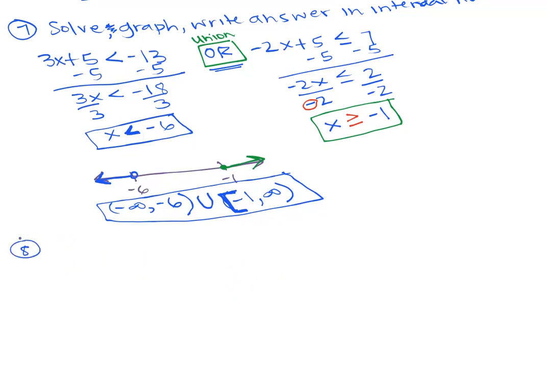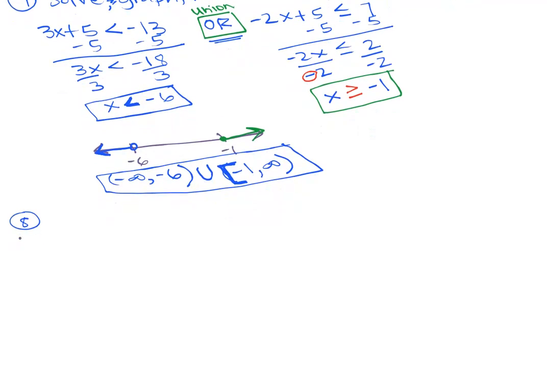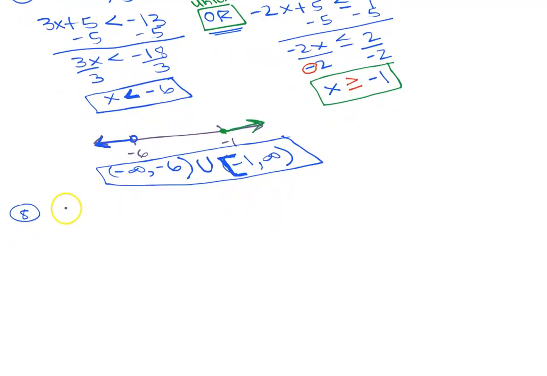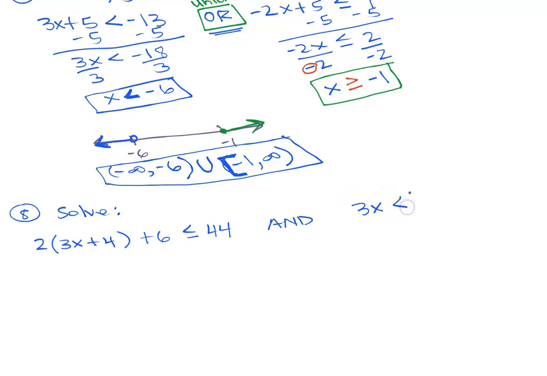Okay. All right, let's do another one. This one we'll do an "and" statement, just to make sure we solve one of each. So this one I have 2(3x + 4) + 6 ≤ 44, and 3x < 4x + 1.